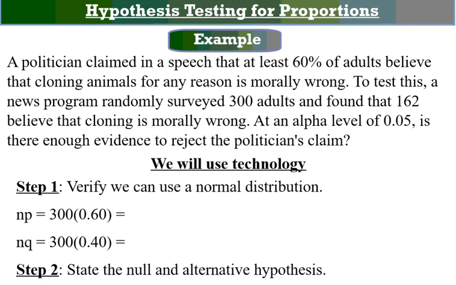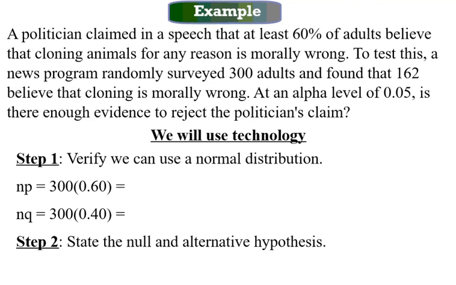We're going to try one more using technology from the get-go instead of going through all the steps, but I would recommend doing one with all 5 steps before using the technology going forward. So here's the second example. A politician claimed in a speech that at least 60% of adults believe that cloning animals for any reason is morally wrong. To test this, a news program randomly surveyed 300 adults and found that 162 believe that cloning is morally wrong. At an alpha level of 0.05, is there enough evidence to reject the politician's claim?